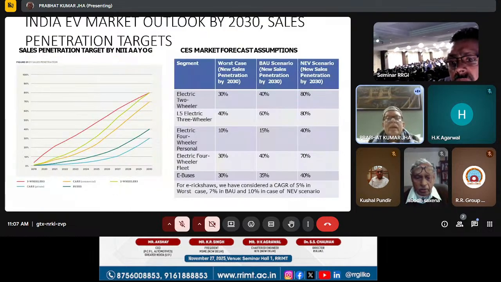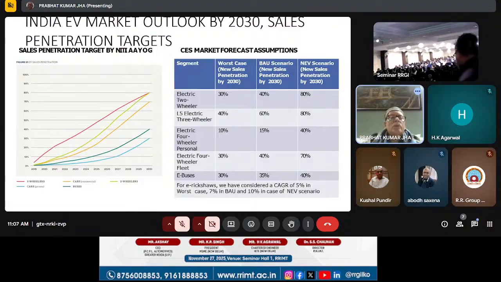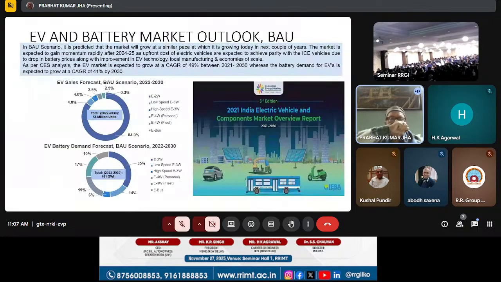Now I want to wrap up in 7 minutes. So, the India EV market outlook by 2030, sales penetration targets. You can go through this data and have all the details. Then the EV and battery market outlook. You can see the BAU, and then you will see the different data here.